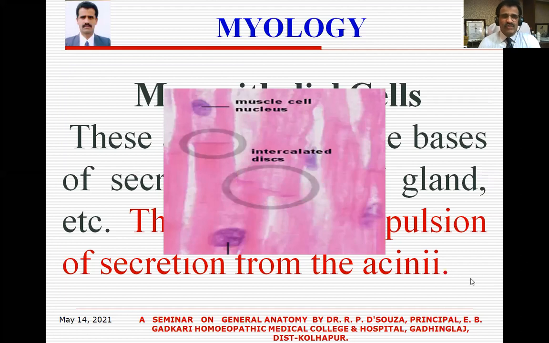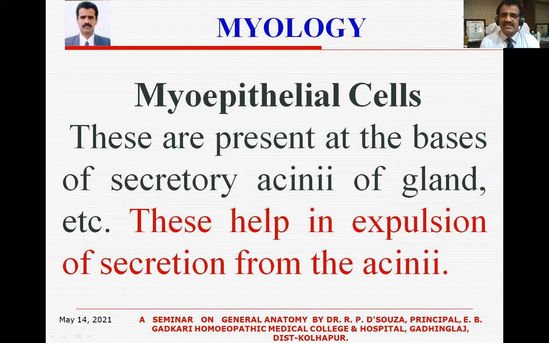And the last, which I told you is the fourth type, is myoepithelial cells. These are present at the base of the secretory acini of glands. Glands means salivary glands, sweat glands, and there are many other glands, endocrine glands, exocrine glands. Wherever there is an acinus, acini means the secretory unit of the gland. It has at the base one type of muscle, that is the myoepithelial cell, and these myoepithelial cells help in expulsion of the secretion from the acini. So whatever is secreted, it is pushed out. They are very small, and that is why you can count this as the fourth type.